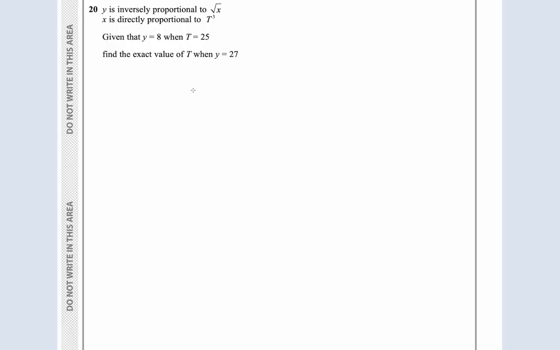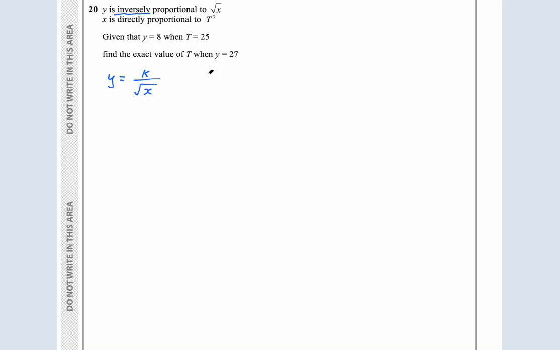Question 20. Y is inversely proportional to root x, and x is directly proportional to t cubed, given that y is this and t is this. Okay, so we have, guys, to start with, this, by the way, is tricky because he's given us two different ones. So let's just start with y. Y is inversely proportional to root x. So that means y is equal to, we put in this constant of proportionality, some constant, don't care what it is for now. Y is k over root x, because it's inversely, we put the root x underneath the line.